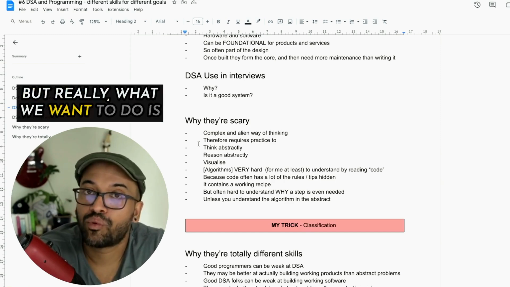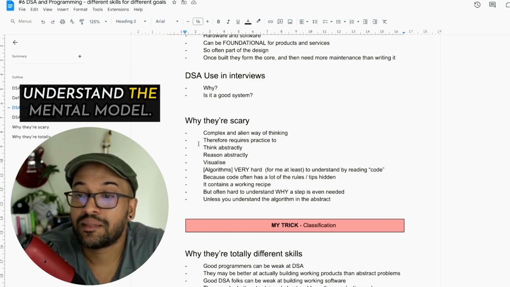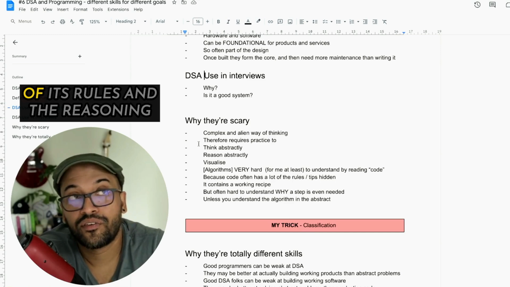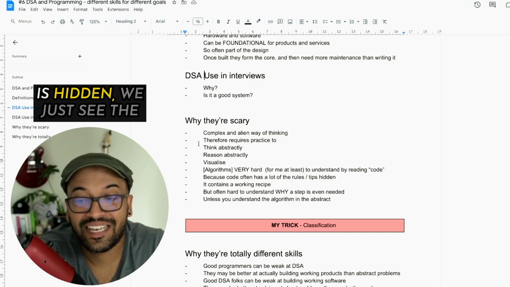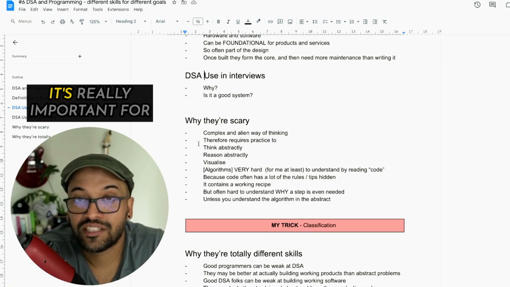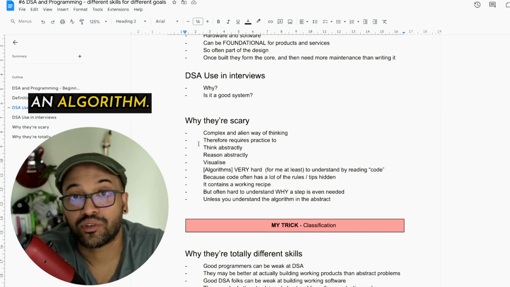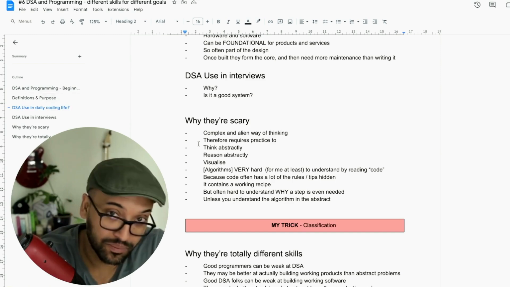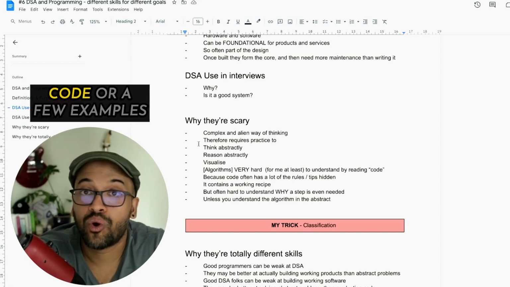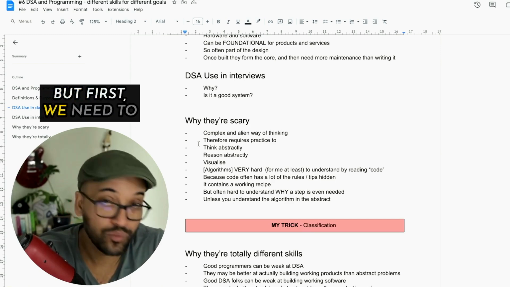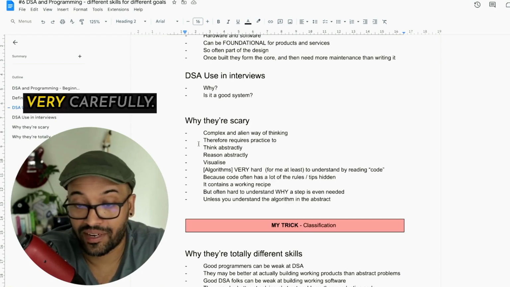But really what we want to do is understand the mental model. Because code has a lot of its rules and the reasoning hidden, we just see the outcome. It's really important for us to not just read the code to try and understand an algorithm, right? First, we need to understand the algorithm. Then we need to read the code, or a few examples of code, that implement that algorithm. But first, we need to understand the algorithm very, very carefully, okay?